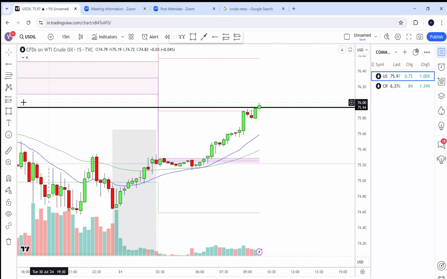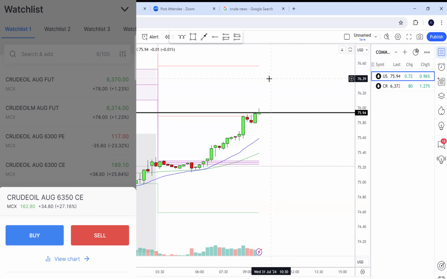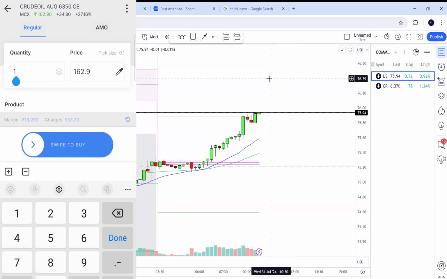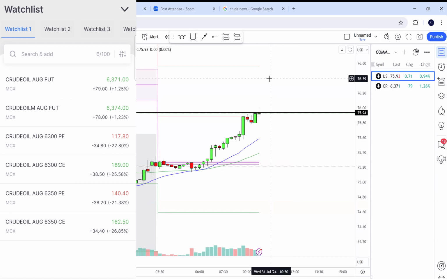Okay guys, next update, you can see that crude oil has broken that strong resistance, which I was telling you about, the previous day high. So what I'm thinking about is taking a long trade and keeping the stop loss below this bullish candle. You can see that I have added the 6,350 call option and I will buy 20 lots, that is 200 barrels, at a limit price, and have placed the order for 20 lots. Let us see whether it got executed.